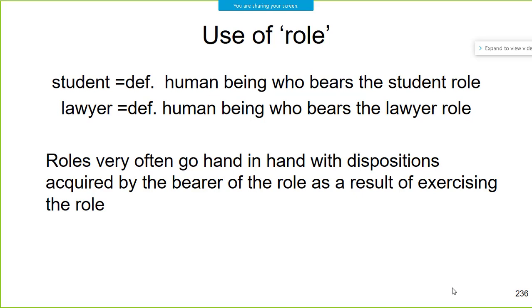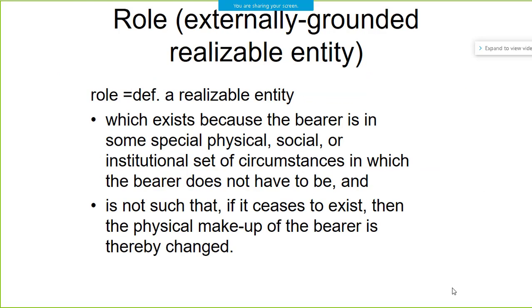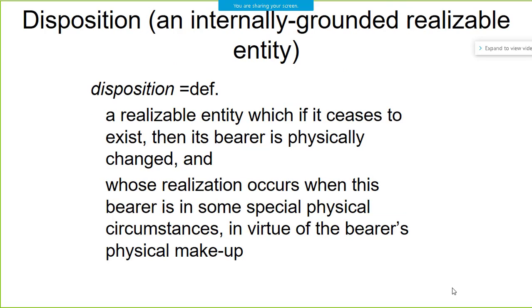And so roles, we say, are an externally grounded realizable entity, which means they are grounded not in the physics of the bearer, but in the social network in which the bearer operates. Dispositions are internally grounded realizable entities. What that means is that to have the dispositions, and dispositions are things like beliefs, habits, skills, competencies, and so forth, to have one of those things, you have to have the appropriate physics. Your brain has to have been trained, or has to have developed in the right way.